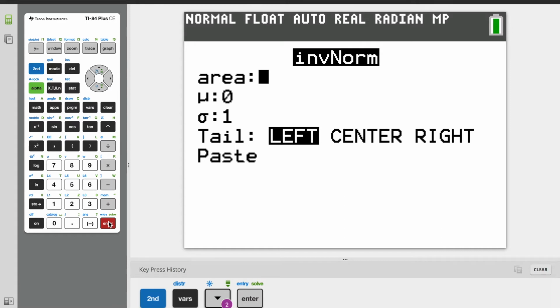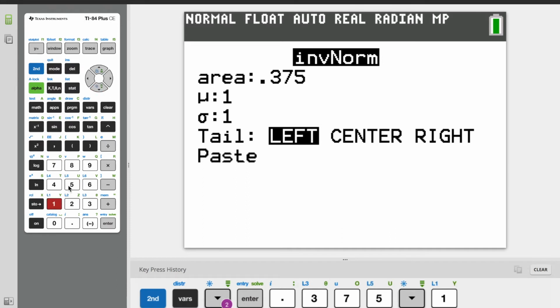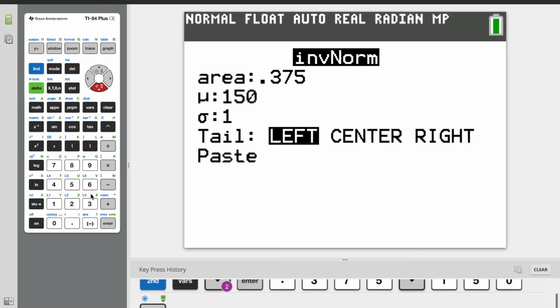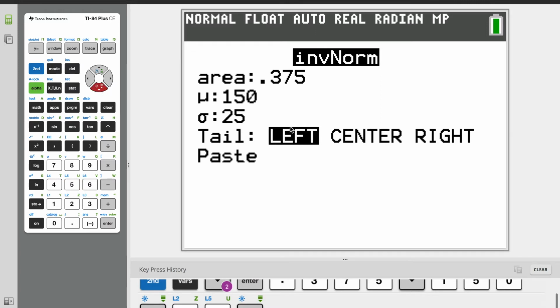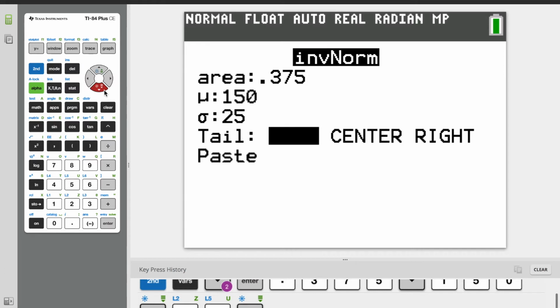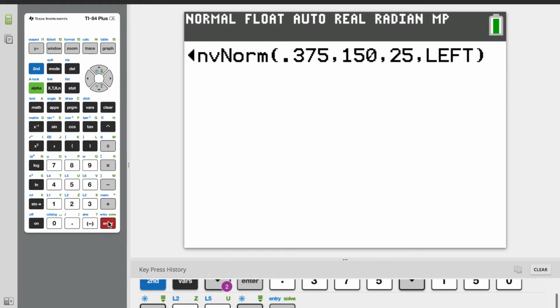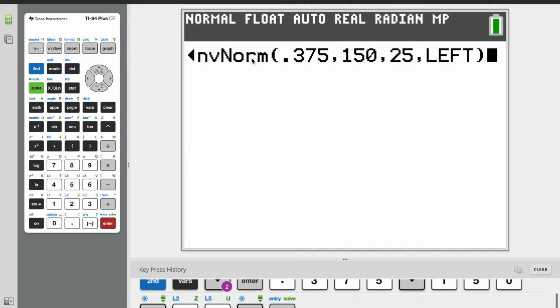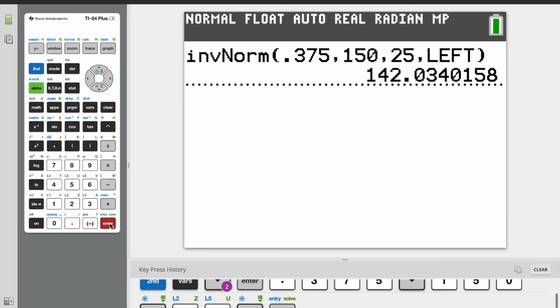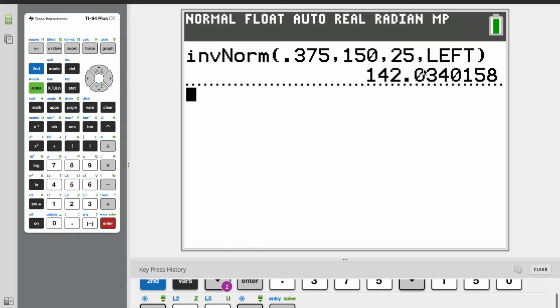So in our first example, we were given a probability of 0.375, and the mean in the problem was 150, and the standard deviation was 25. And this was a less than probability given to us, so you're going to keep it as a left tail distribution if you're using a TI-84. But if you're using a TI-83, this is how you'll type the problem into the calculator, but you will not have the left tail option. So if we go ahead and enter that in, you'll get your x value that we solved for in the previous video.